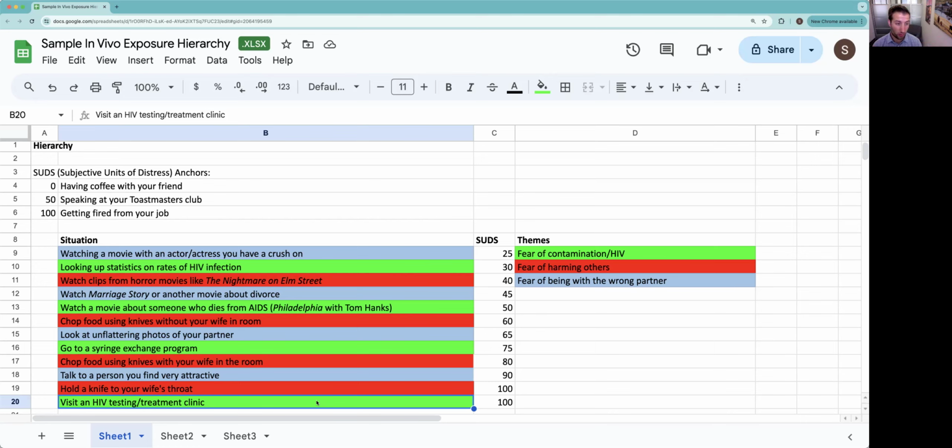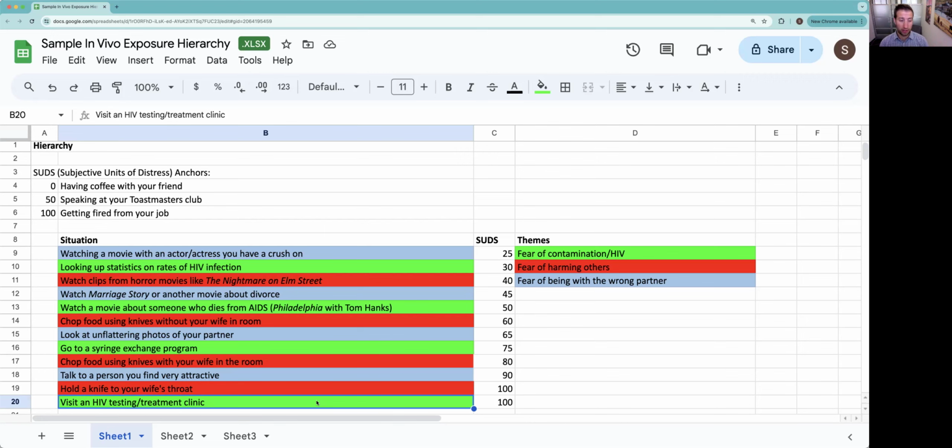It is really important when creating your hierarchy to try to be as honest as possible about the SUDS level, and also just as honest as possible about all the different themes and ways that OCD shows up in your life, because that's going to help you create the most effective roadmap, so you can feel more confident and ultimately live a life more according to your values.